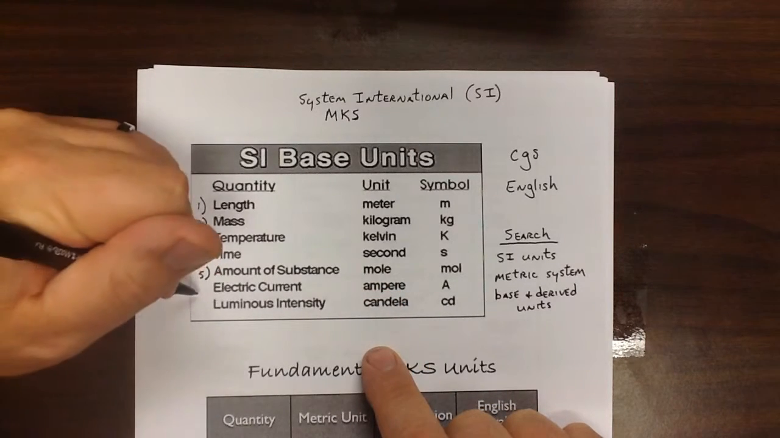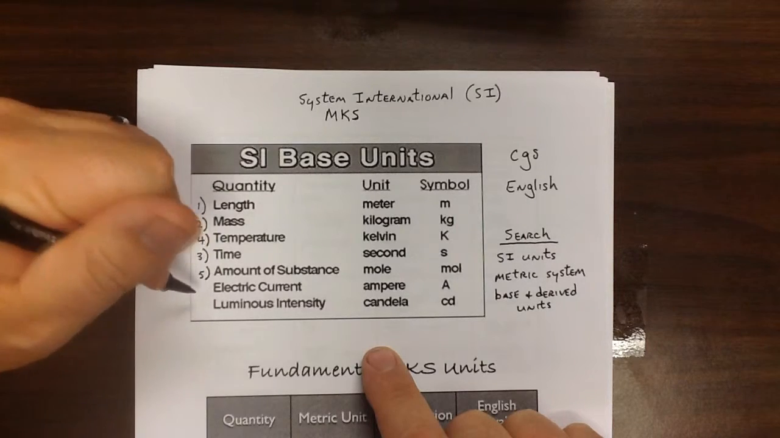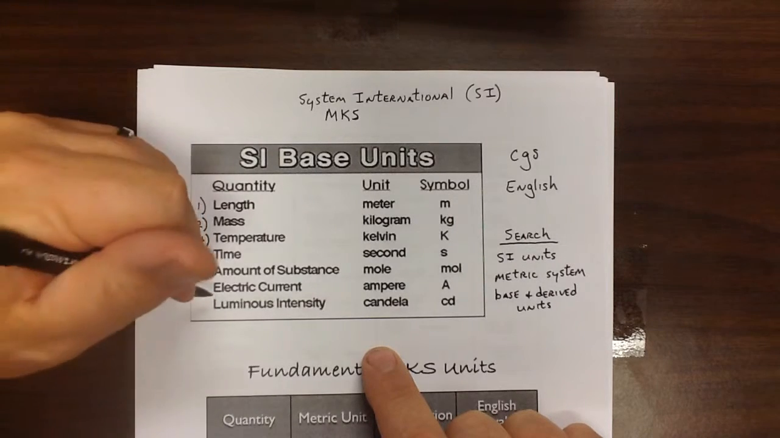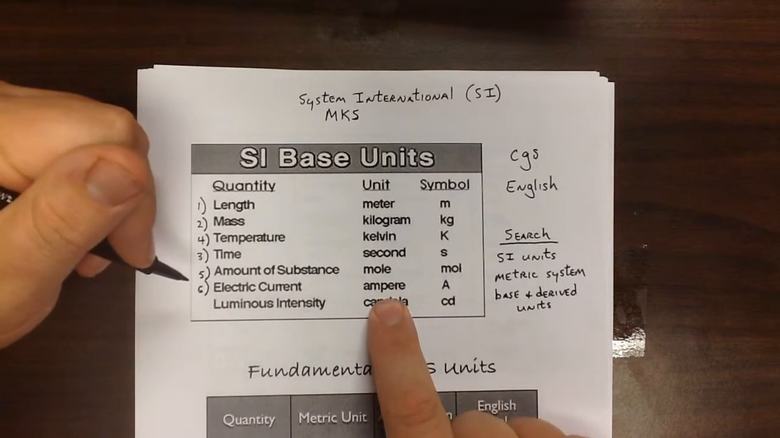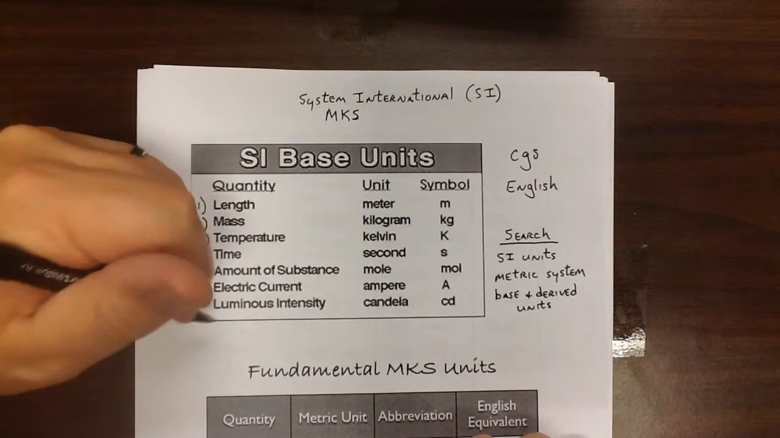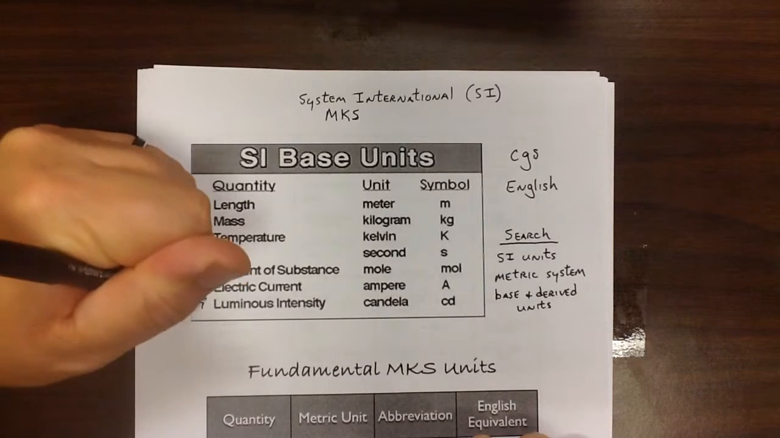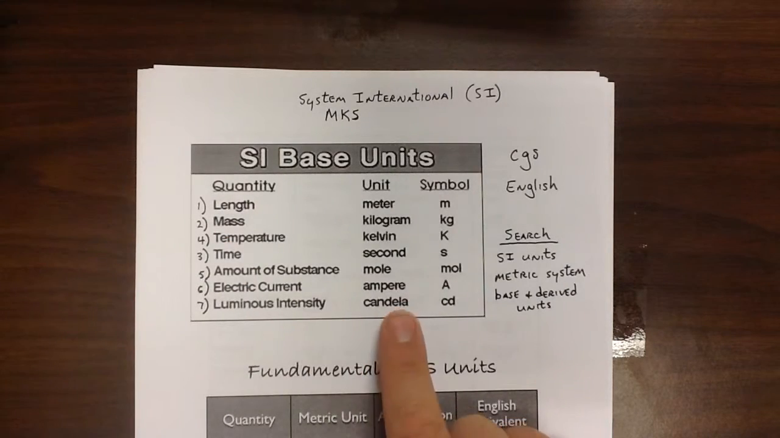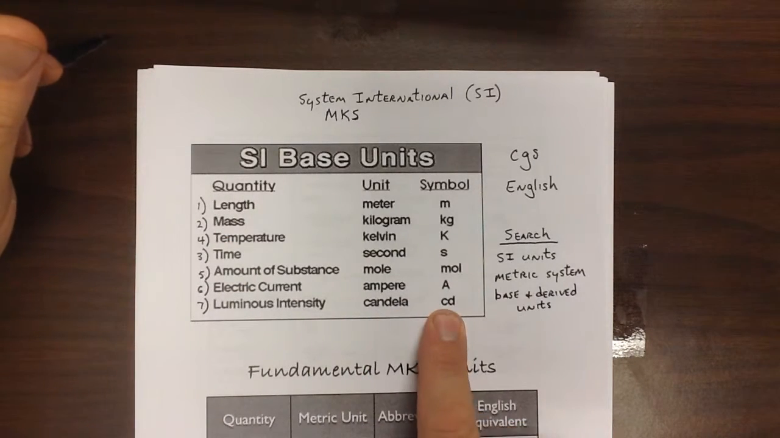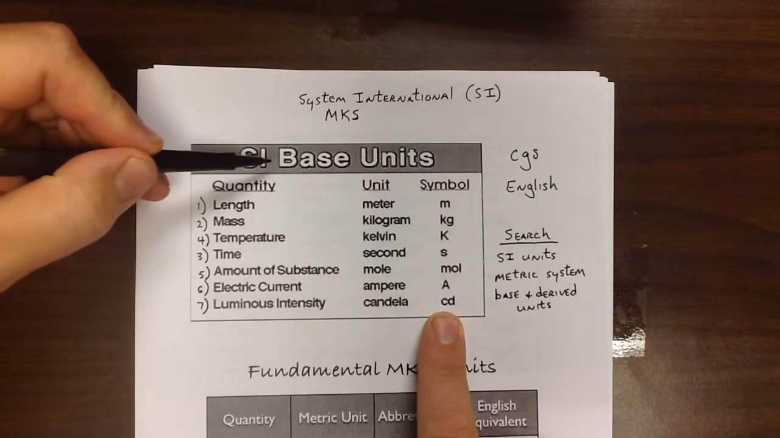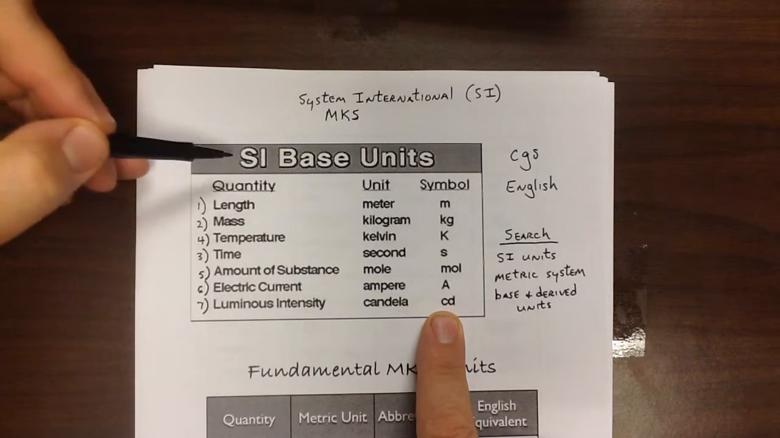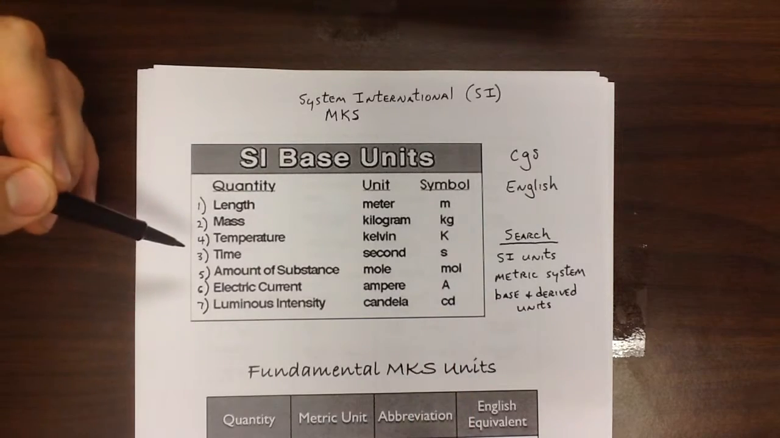And finally, the 2 last items that need to be defined in a measurement system are electric current, measured in amps. We'll get to that second semester as well. And luminous intensity. How bright is light that we're looking at, and that's measured in a unit called the candela. These are considered the 7 base units of SI or the metric system.